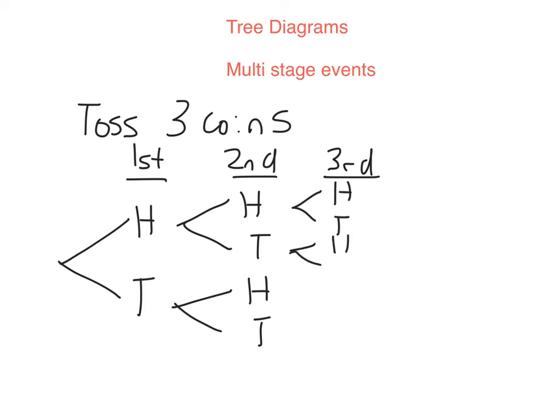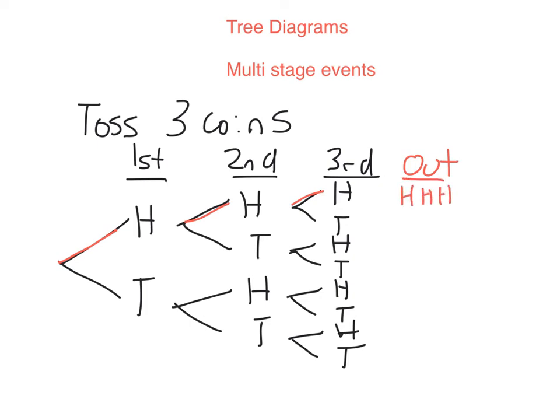Okay, so it turns out there are actually 8 possibilities if I toss 3 coins. And the tree diagram helps me list all those. So to list the outcomes, I follow the path. So for the first outcome, it's head, head, head. Oh, I got all 3 heads. Then the next one, head, head, then tails. Okay? And so on. So I'll just go through and write all of the 8 outcomes.